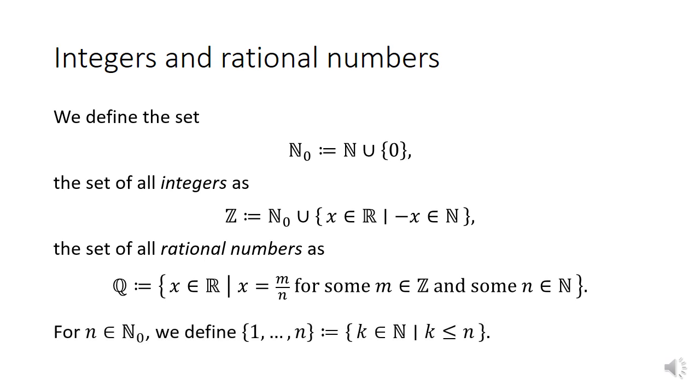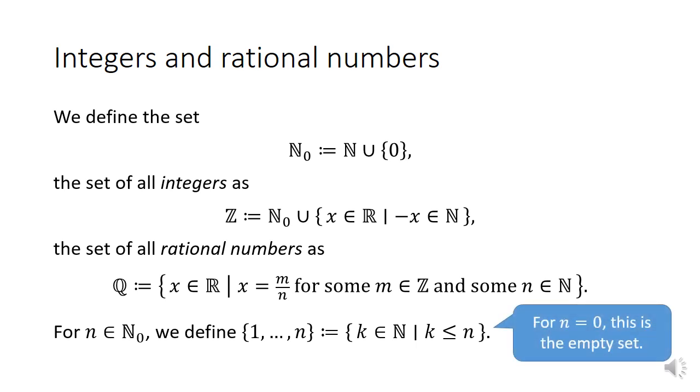We introduce a suggestive notation for the set of all natural numbers that are less than or equal to n. That is, the naturals from 1 to n. Since this is a proper definition, the dots are not objectionable here. It is sometimes convenient to allow for the case n equals 0. The result is then the empty set.